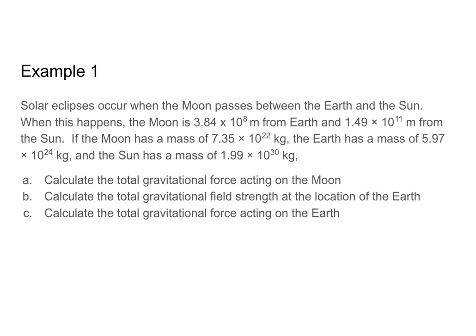Let's go ahead and get into some of the nitty-gritty, and we're going to do that by looking at example 1. Solar eclipses occur when the moon passes between the Earth and the sun. So let's go ahead and pause. We're going to draw a picture.